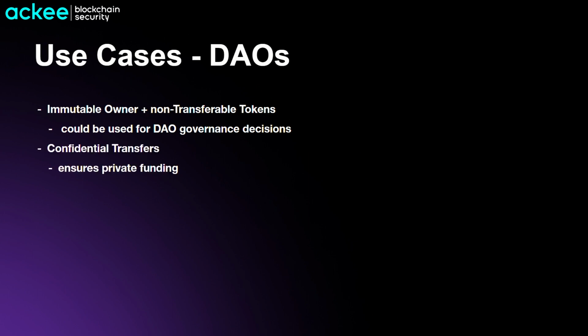Again, confidential transfers can be really great for private funding. Let's say some VC wants to fund some DAO, but they don't want to disclose how much USDC they send. So they will use confidential transfers, and the amount of USDC is actually private.